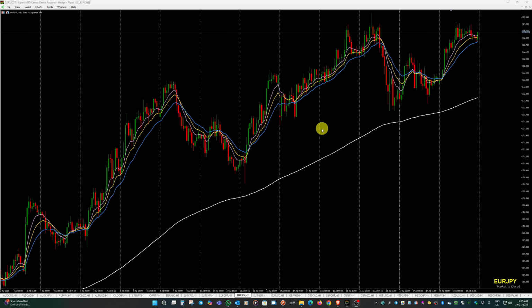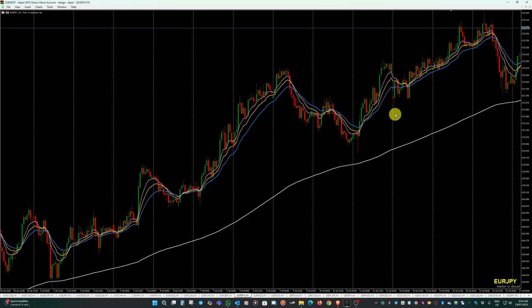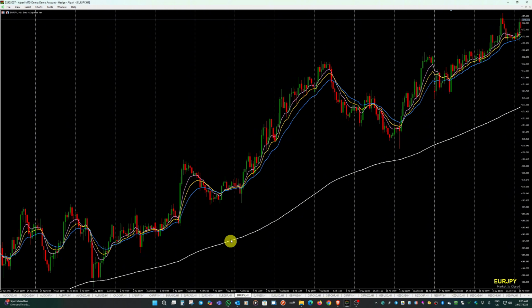And what I'm looking for an entry is we want to see the price and the faster moving averages a bit of distance away from the 200 moving average. And if it's even getting further away, then that's even better. It's showing a longer trend. And the entry points are simple as well.